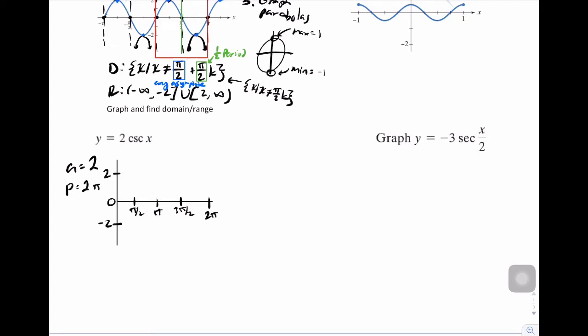Now you don't have to do this, but a lot of people like to sketch the sine wave. So they'll do like a dotted line like this.